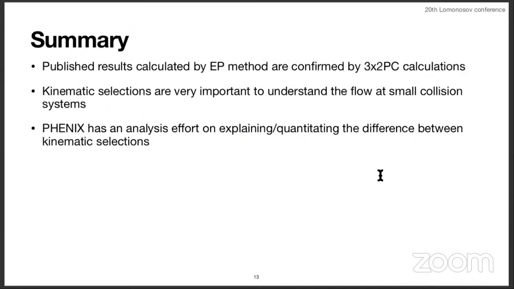And this brings us to my summary. So published results calculated by the event plane method are actually confirmed by the same kinematic selections of the two-particle correlations of the V2 at small collision systems. And the kinematic selections are, as you can see, very important to understand the flow, especially at small collision systems, because the small multiplicity cannot suppress the non-flow effect perfectly.